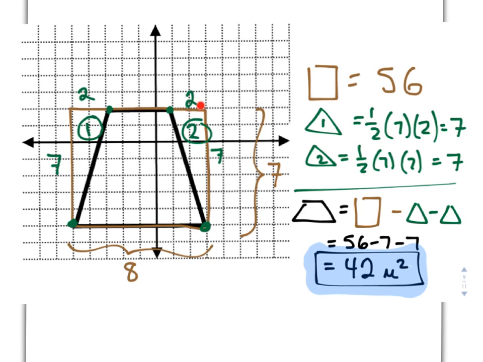And then this time I only actually had 2 triangles. One on the right and one on the left. 1 and 2 here. Each of them were 7 by 2. So I have half 7 by 2, half 7 by 2. So each triangle was an area of 7. So I start with my rectangle of 56, subtract the 2 sevens out, and I'm left with 42 units squared for the quadrilateral.